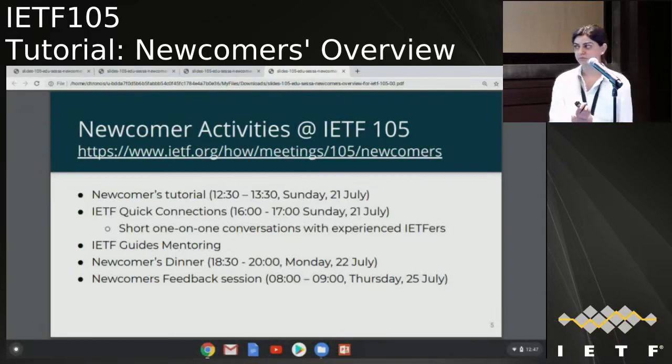Then there is the newcomers dinner. It's not an official event. It is organized by the secretariat. You have to pay, I guess, $25 for this dinner. So if you're interested, you can register yourself and pay for this dinner. It's a newcomers only dinner. It's also a mingling, networking event. You can meet with IETFers and other newcomers here.